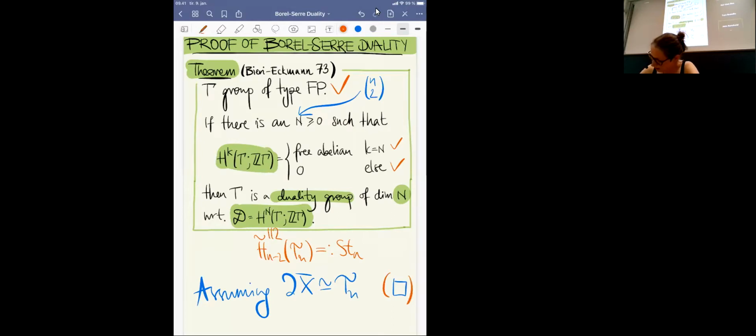But I do want to spend a little bit of time on this and tell you what the Borel-Serre partial compactification looks like. It's a very technical construction. So I'm trying to make it as accessible as I possibly can and still convey to you the idea of what Borel and Serre did.